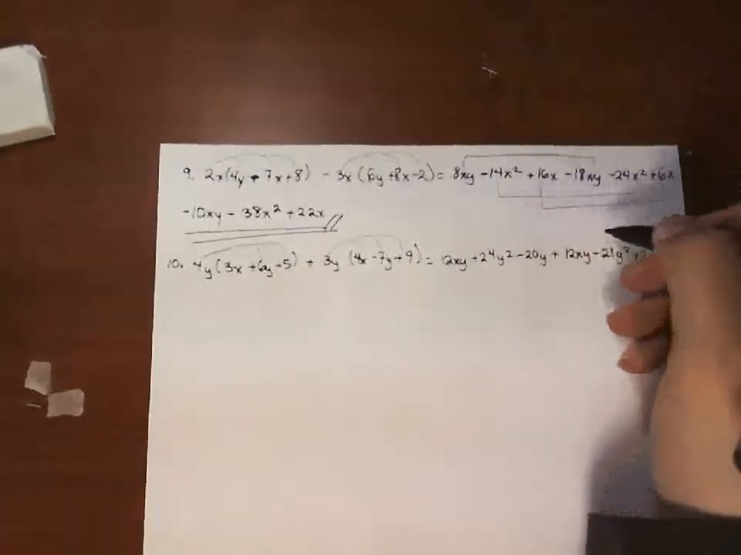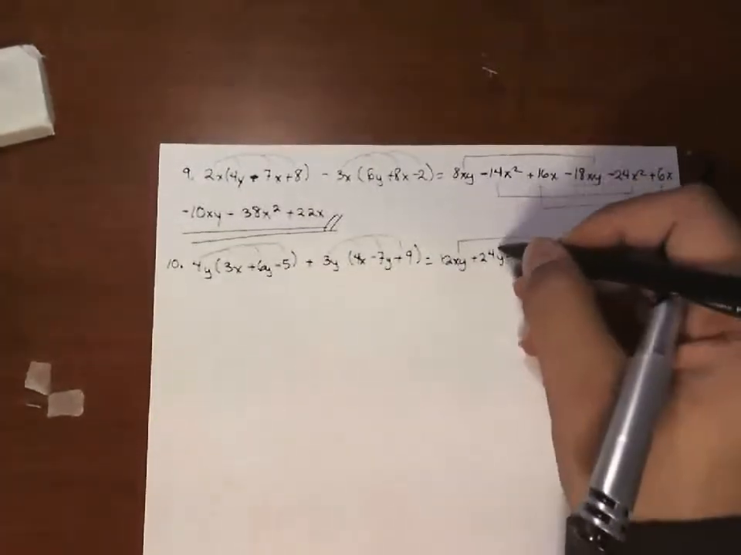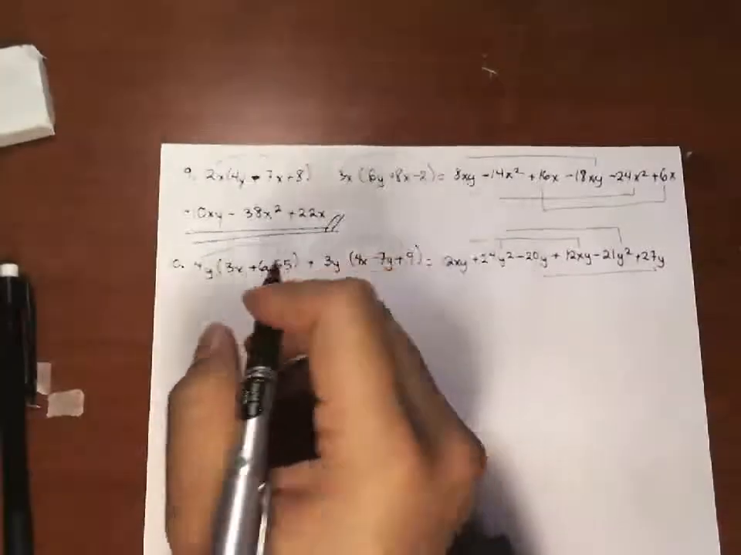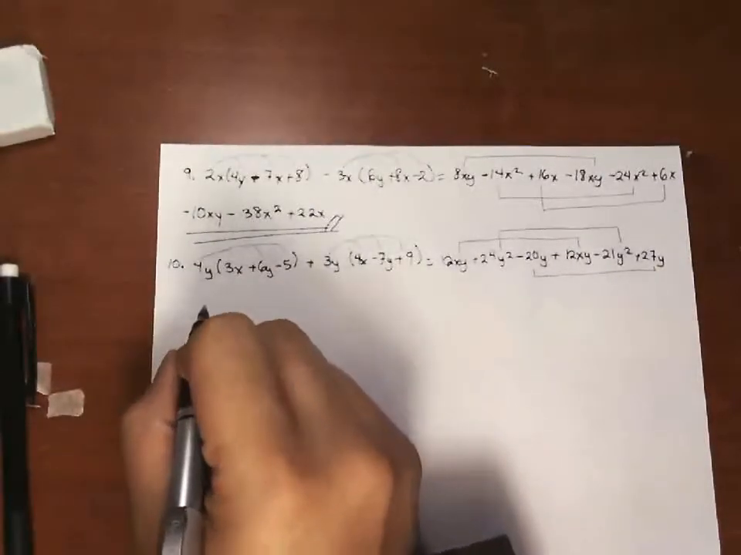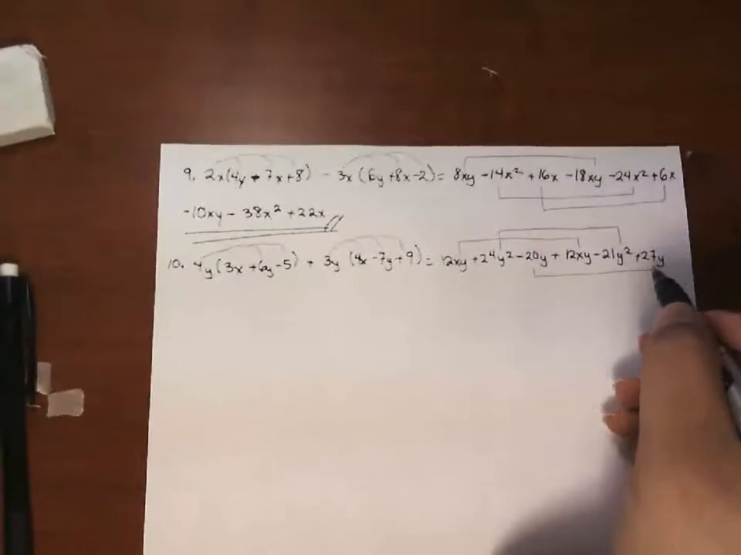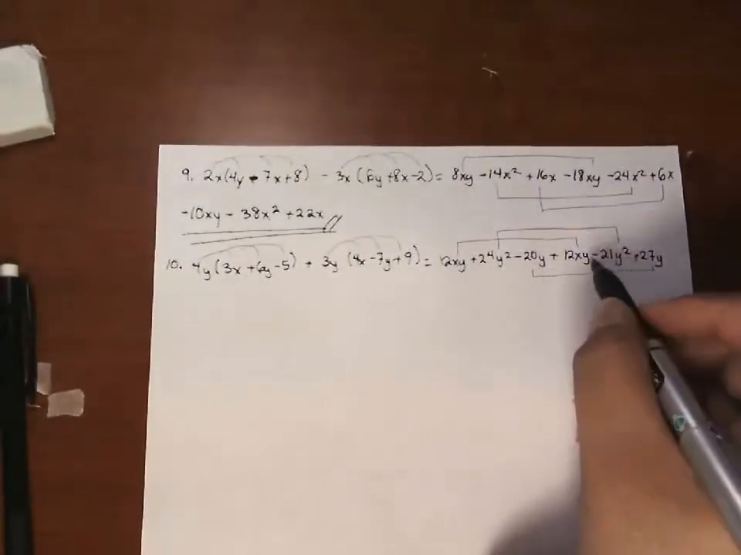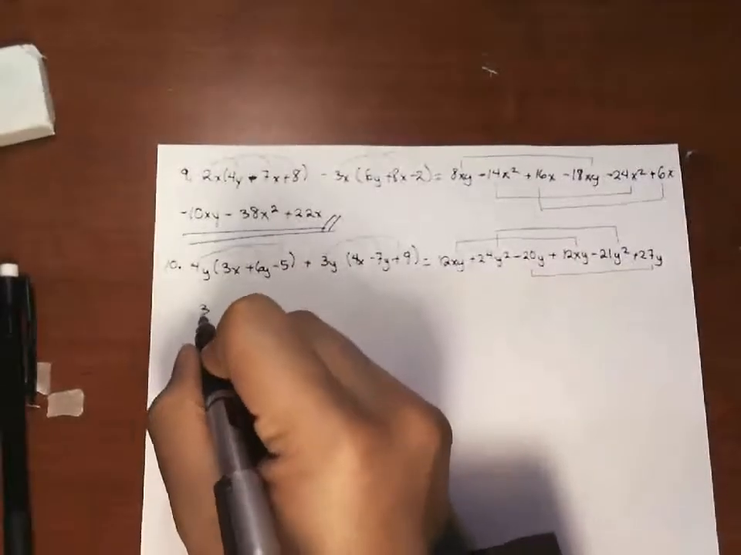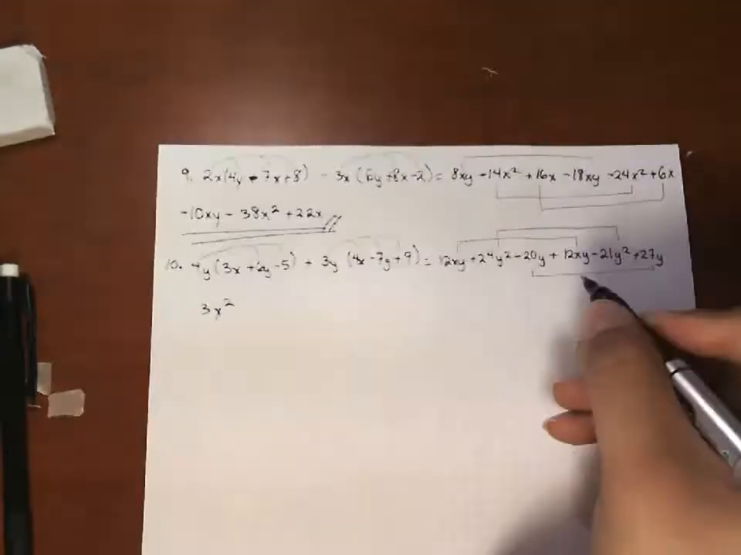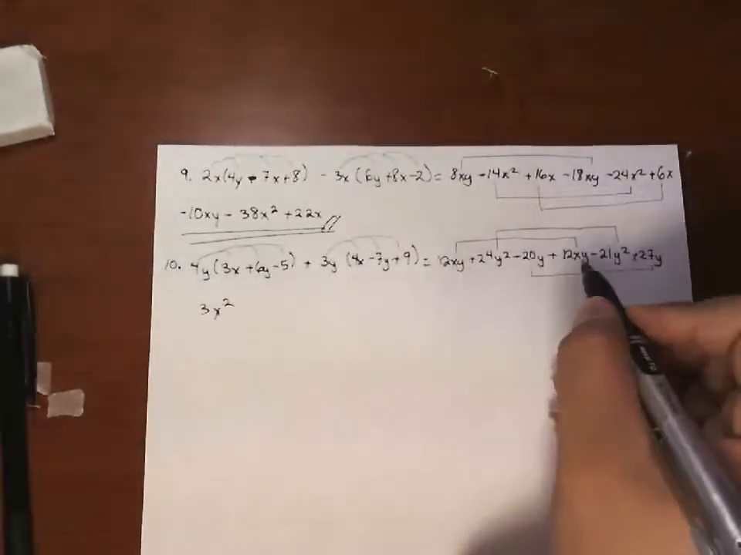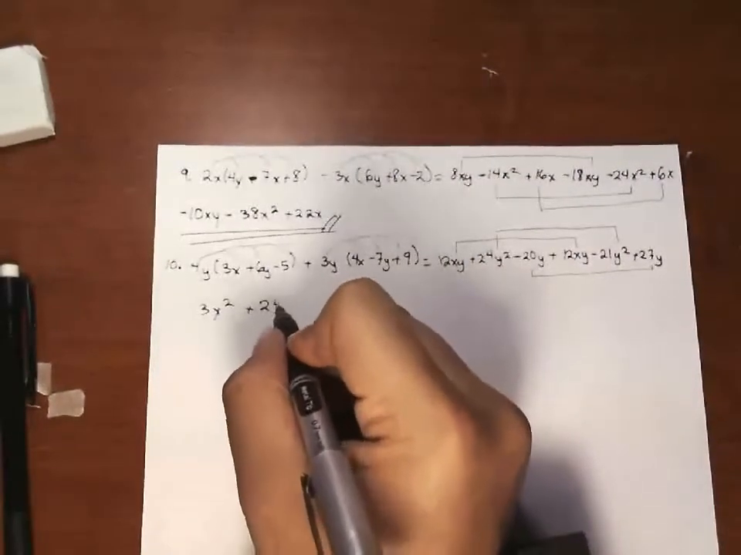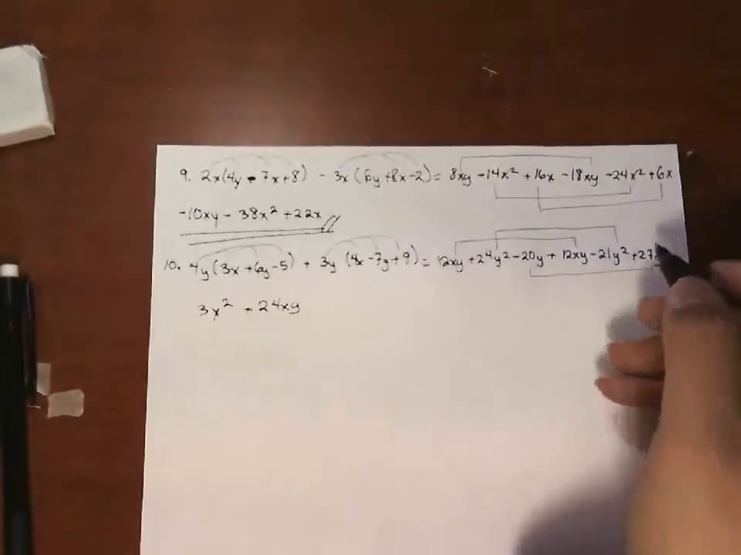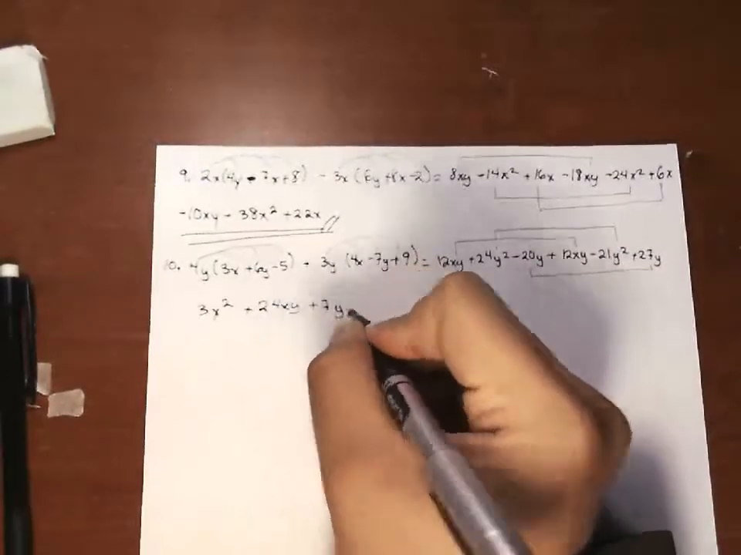Now we find the common terms. xy with xy, y squared with y squared, and y with y. So let's start with the y squared. So y squared, we have 24 minus 21, 3y squared. Now the xy's. So 12 plus 12, 24xy. And y's by itself, minus 20 plus 27, 7y.